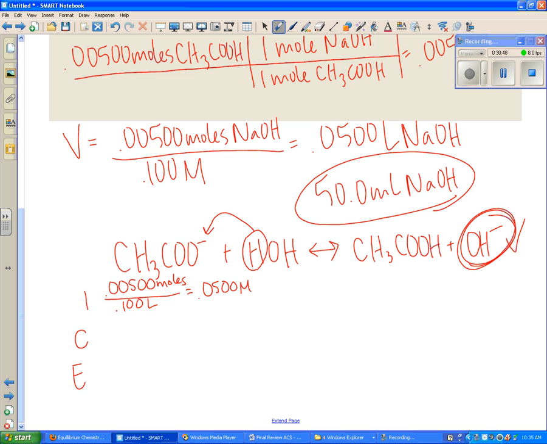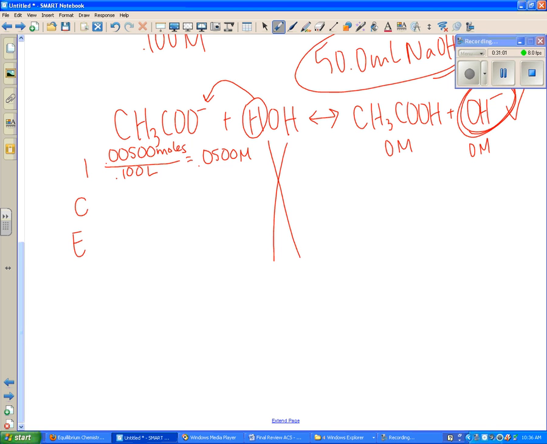So once the acid completely reacts with the base and I have my salt and water, I would have 0 of these initially, so 0 molar. I don't care about the water because it's not part of the equilibrium constant expression. This is going to react, so it'll decrease by some amount when it reacts with the water. This is going to increase by some amount. This is going to increase by some amount. So at equilibrium, I will have 0.0500 molar minus X, X, and X.